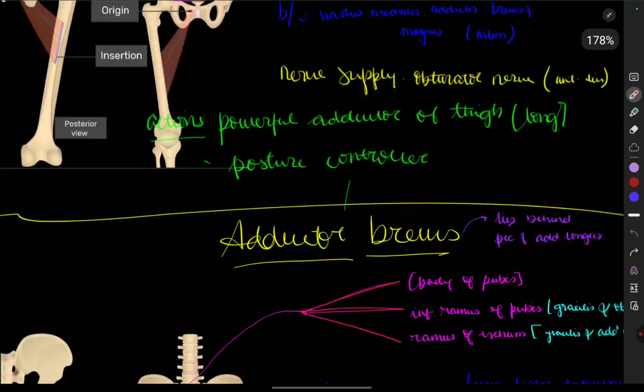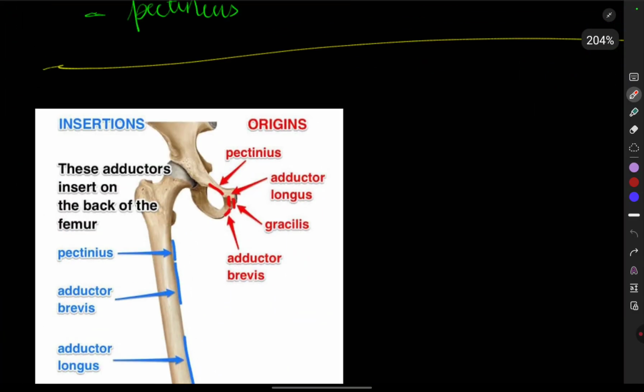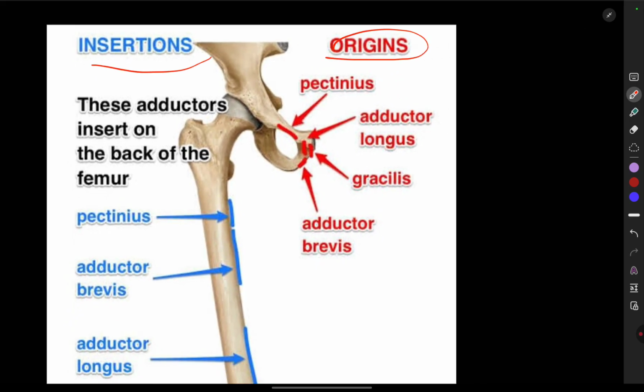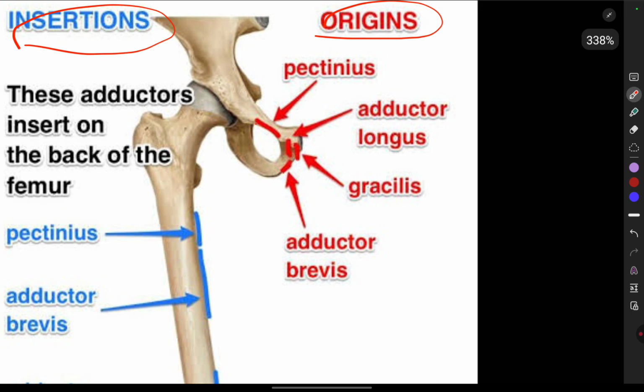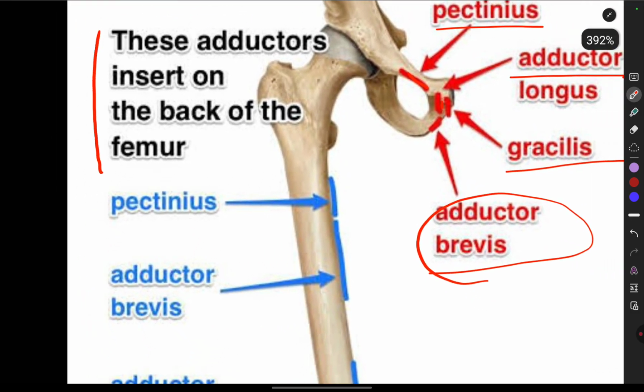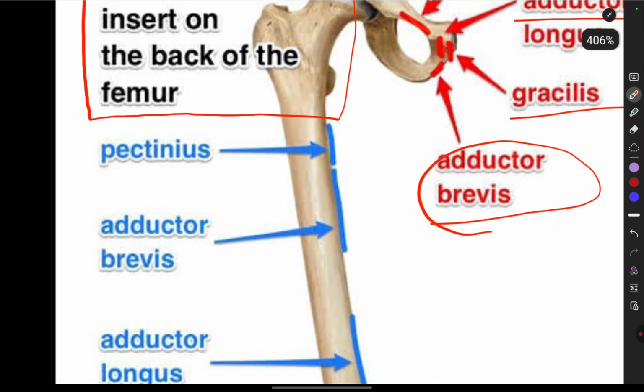So the bones, that is the hip bone and the femur. So first we'll see this. See, these are the origins and these are the insertions. Okay, so this is the ischium part and pubic part of the hip bone. This is the pectineus muscle attachment on this side, the adductor longus, brevis, gracilis, and the adductor magnus muscle. And for insertion, these adductors insert on the back of the femur, on the posterior surface of the femur bone.